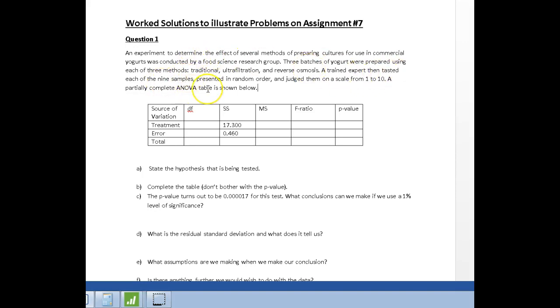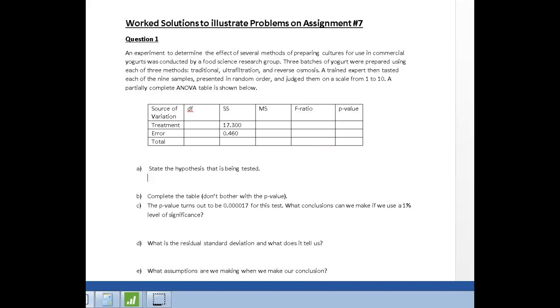The trained expert then tasted each of my 9 samples, presented in random order, that's important, and judged them on a scale from 1 to 10. I have no idea what the scale meant, doesn't matter. A partially complete Anova table is shown below. We are asked to state the hypothesis that's being tested. Actually, the question is: is there any difference in these 3 methods?